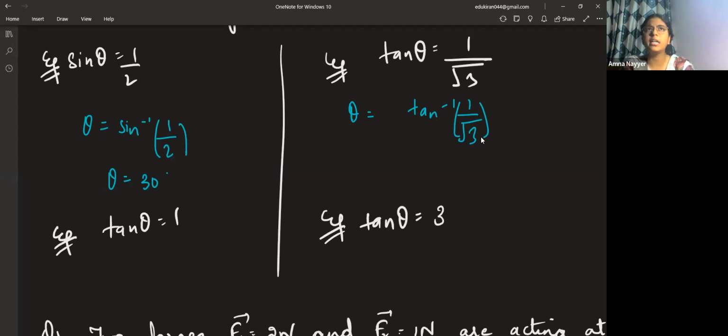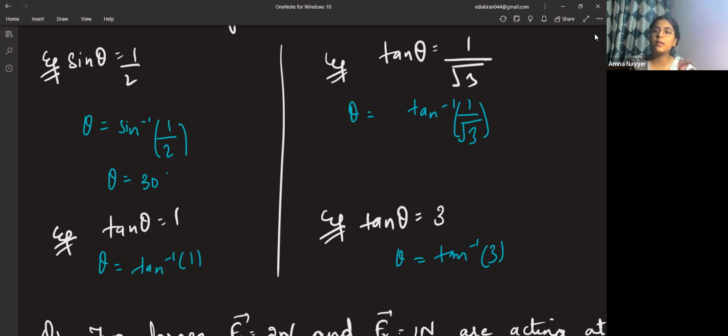Let's say instead of 30 degrees, this is some 38 degrees like this, a value you do not remember. So you can keep your answers like this. For example, here theta can be written as tan inverse 1. This can be written as tan inverse 3. So you have to keep your answers till this step. You don't have to tell what is tan theta. You have to tell what is theta.